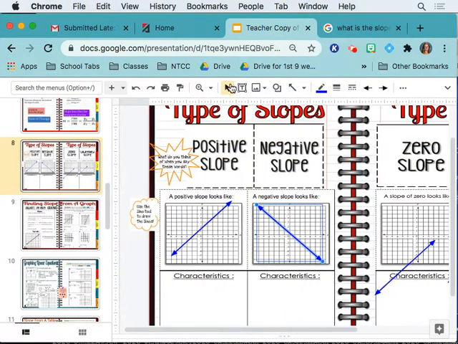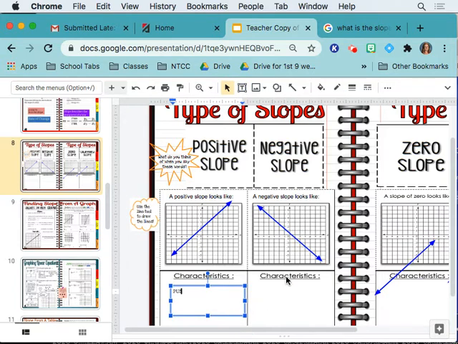All right, so we are going to write in here real quick about positive slope of puff positive.